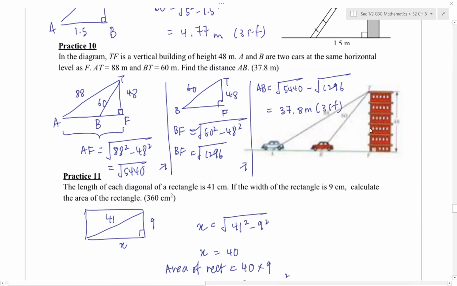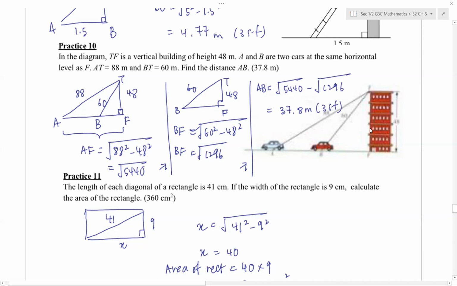Okay, so we've got a vertical height of 48 meters, 2 cars, same horizontal level. They tell you it's the same horizontal level, so that we are going to end up with a nice right angle over there for both triangles. So AT is 88. Oh, AT, the diagonal. Okay, this diagonal is 88. And then BT is 60. And we've got the vertical height. So for both of these triangles, we can actually find the horizontal distance already using Pythagoras theorem.